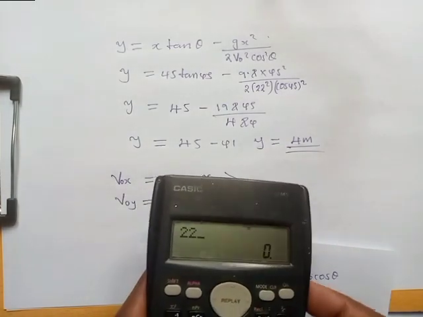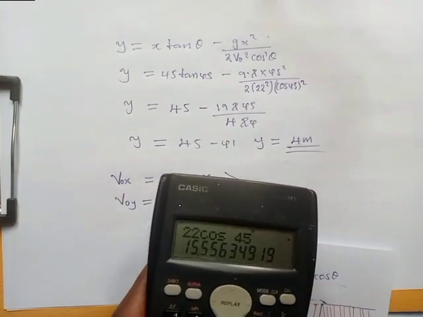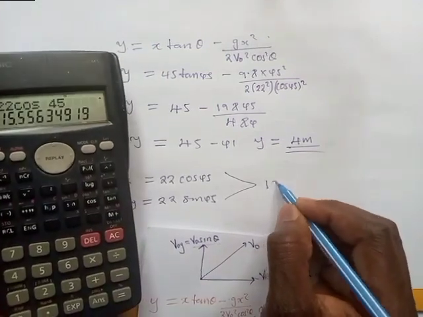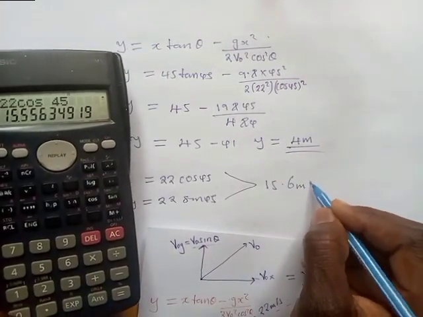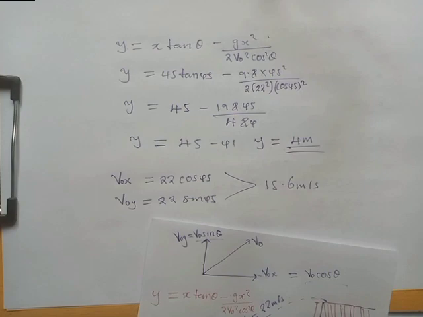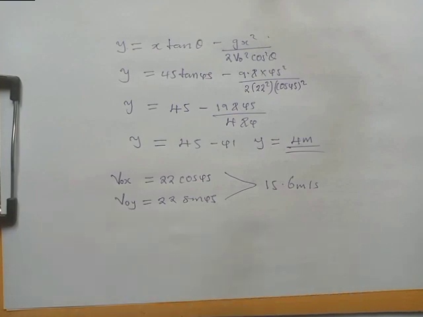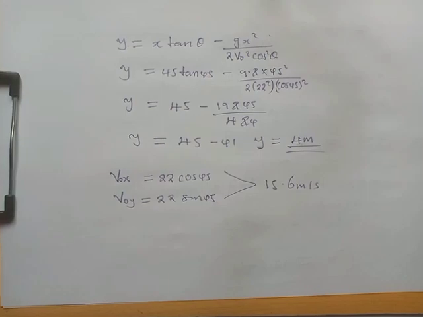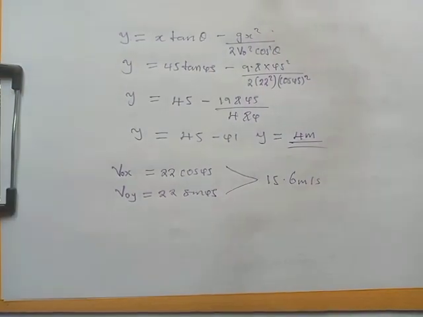Reason being, they all have something which is also common. So we are getting 15.6 meters per second. That is the velocity both in y as well as in x, because they all have the same angle. And this angle, if you punch it, it also gives the same things. Okay, now we're going to check that here.